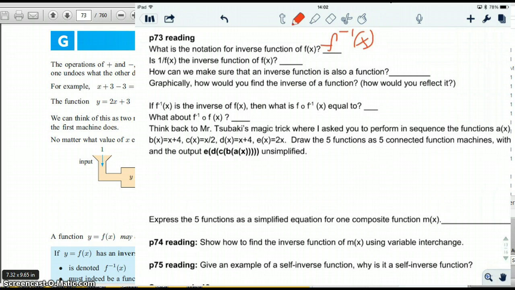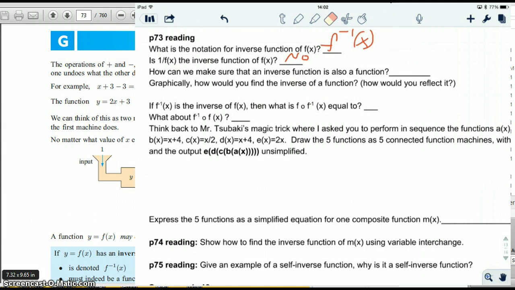Okay, is f to the negative 1 of x the same as 1 over f of x? No, it's not. It looks like f to the negative 1 of x might be equal to 1 over f of x, because that's usually what we do with exponents. But actually, this is not an exponent. It's just a notation that means inverse, so don't make the mistake of thinking that that's true.